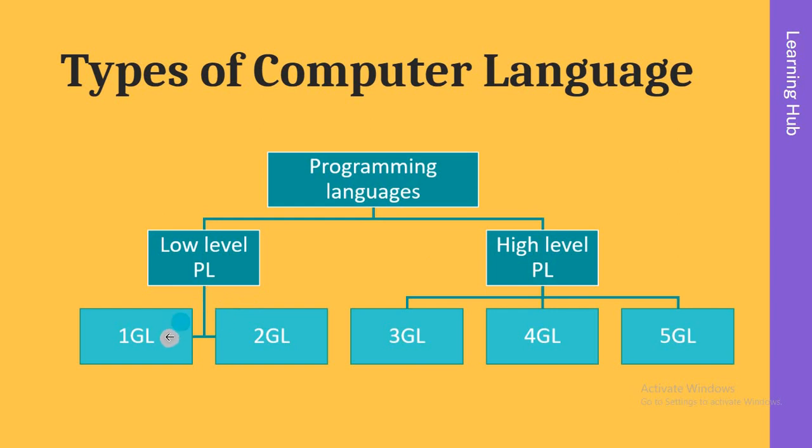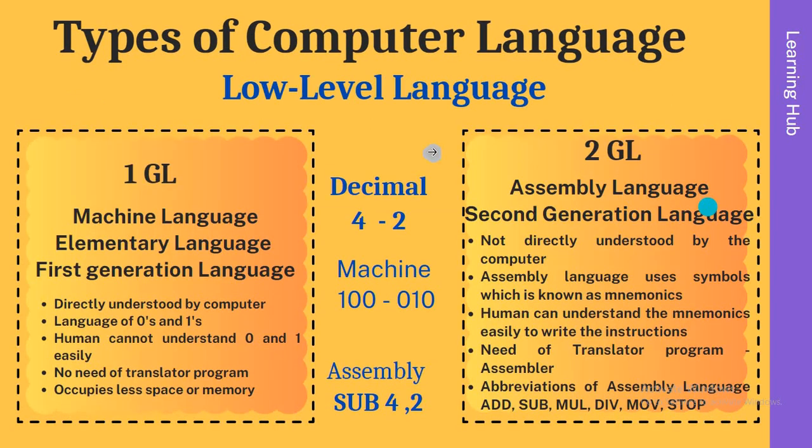Low level language is further divided into two types: first generation and second generation. High level language is further divided into three types: 3GL, 4GL (fourth generation), and 5GL (fifth generation language). Types of computer language, we discuss one by one.